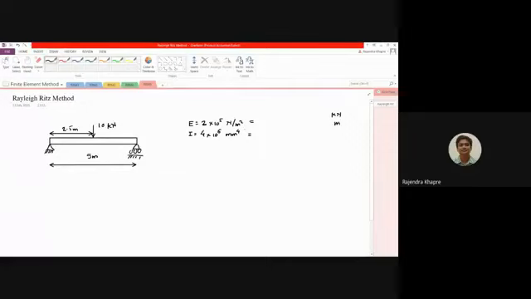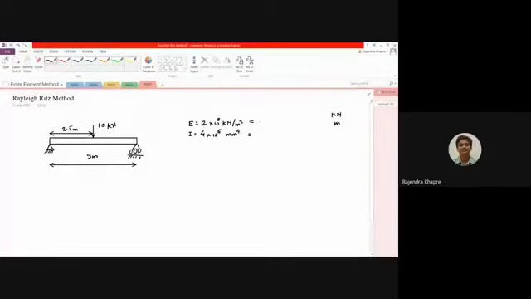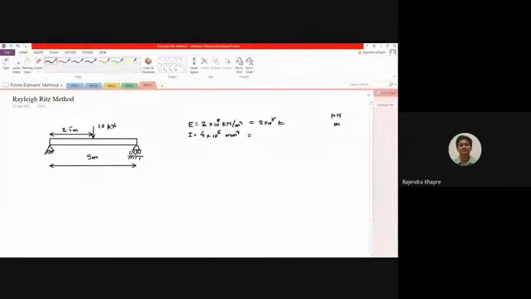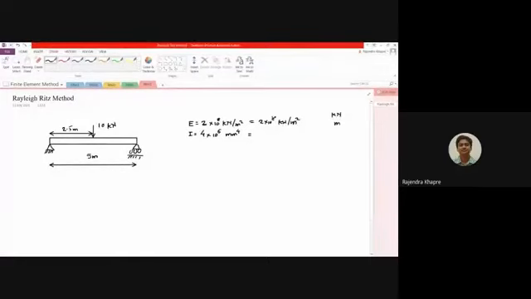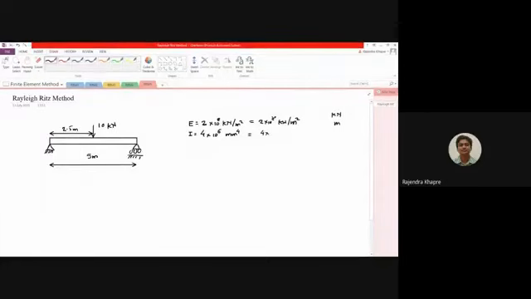I think I have made some mistake over here. Let me rewrite these values. This is already given in kilonewtons, so this is 2 into 10 to the power 8 kilonewtons per meter square. If you rewrite the moment of inertia in meter to the power 4, this will be 4 into 10 to the power minus 6 meter to the power 4 now.